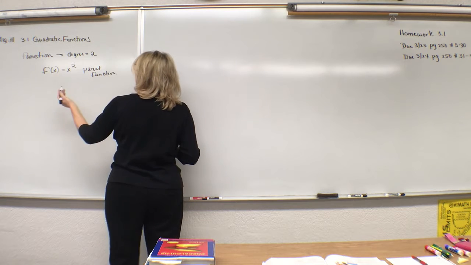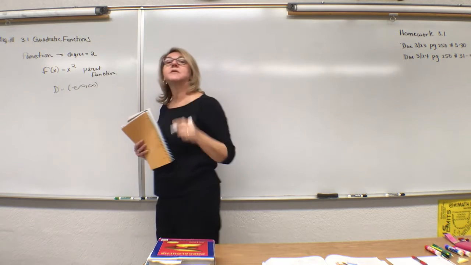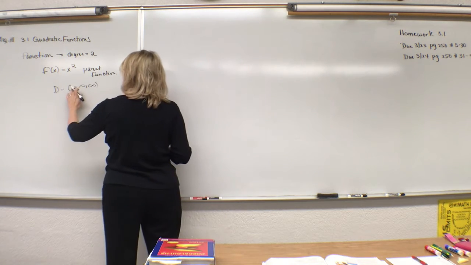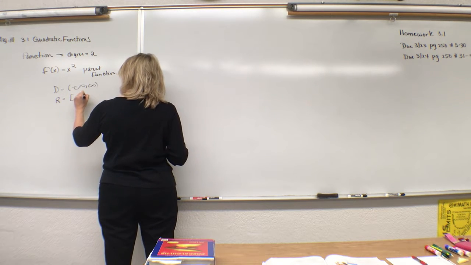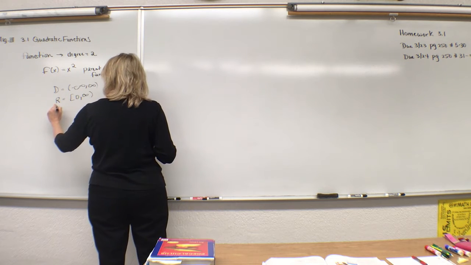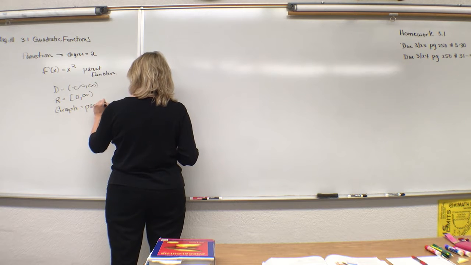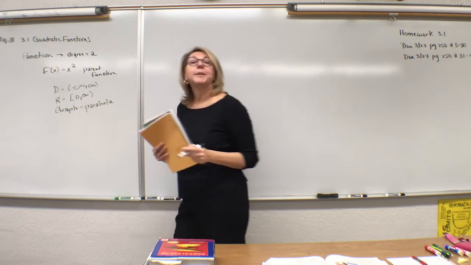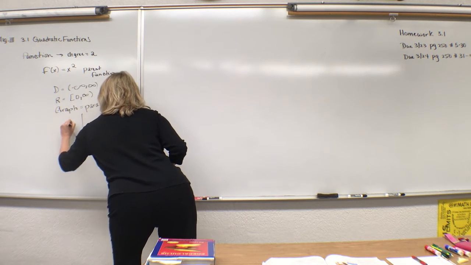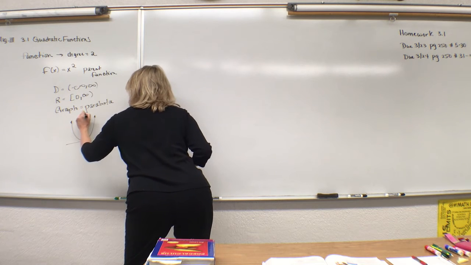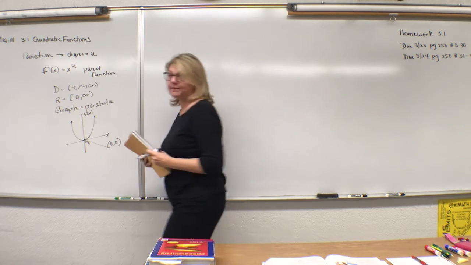And you know from previous discussions, the domain of the parent is all reals. We would call this a continuous function. We're not picking up our pencil anywhere when we draw it. However, the range of the parent function is from 0 to infinity. The graph is a parabola. It's that U shape, and in the parent form, it's going to open up. And both the x-intercept and the y-intercept are, in fact, the origin.